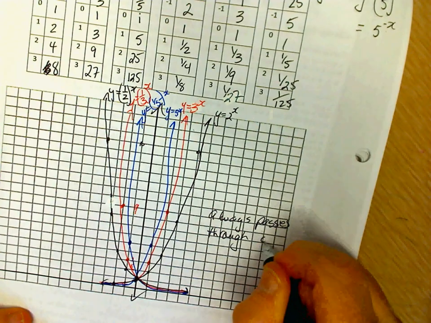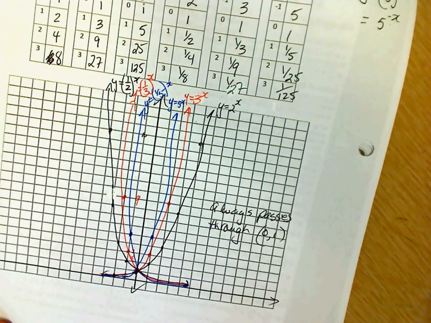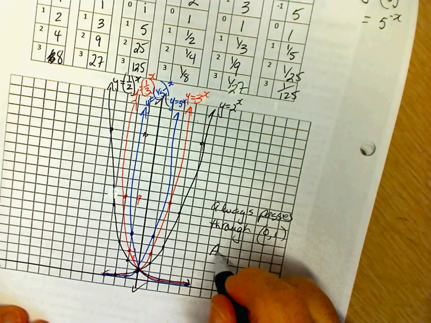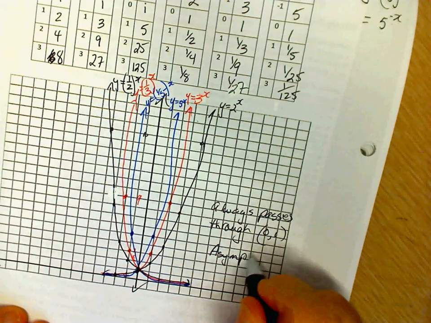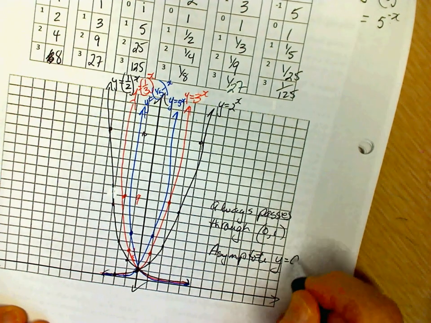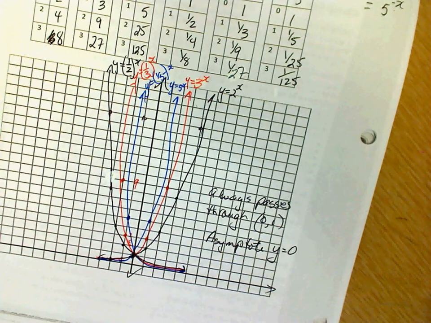The parent, right? If there's translations and reflections, it might not. And notice we have an asymptote at y equals 0, or the x-axis. So far so good. Can I explain anything better? We're good? Do you need that for a minute or two? Yeah, Michael?